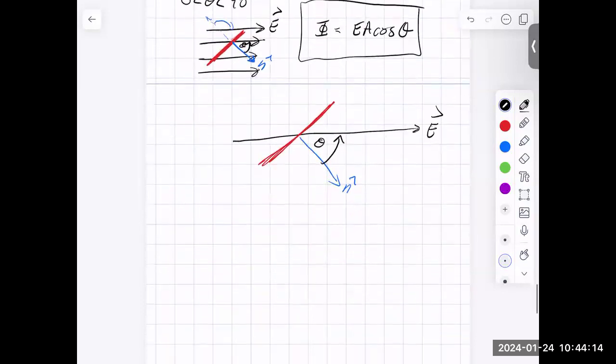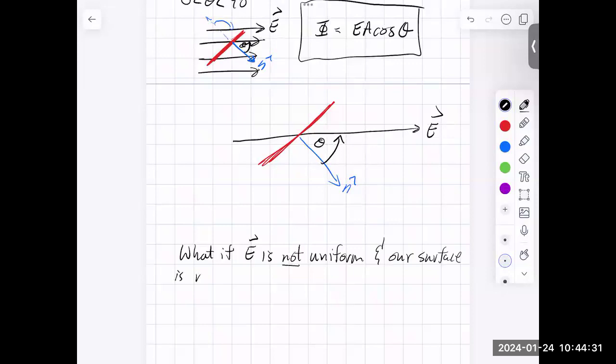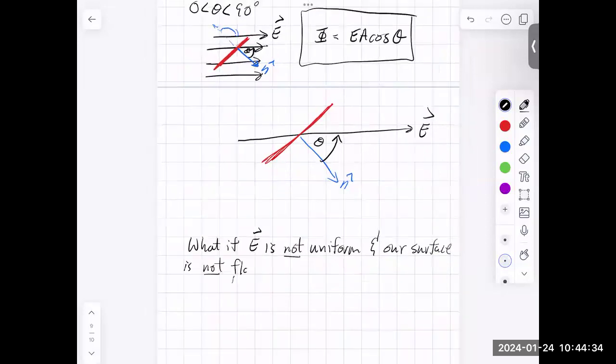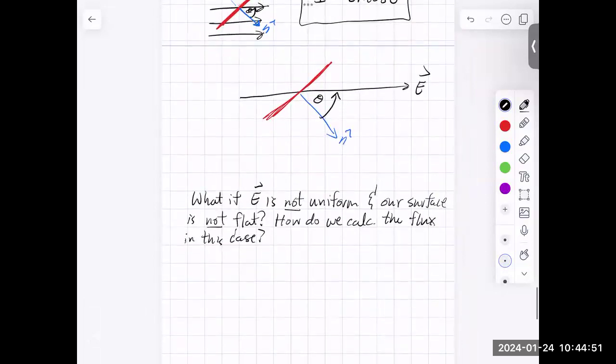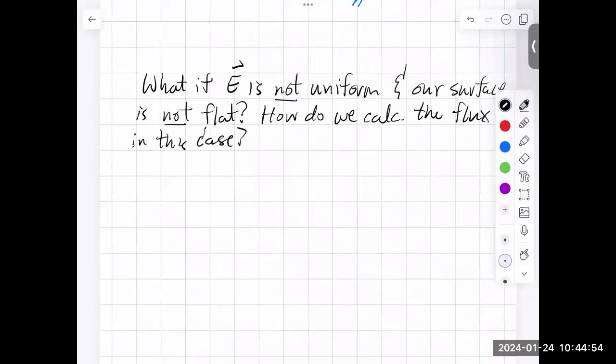All right. So the question is, what if the electric field is not uniform and our surface is not flat? How do we calculate the flux in this case? Okay, so let's just draw a picture of what that would look like.